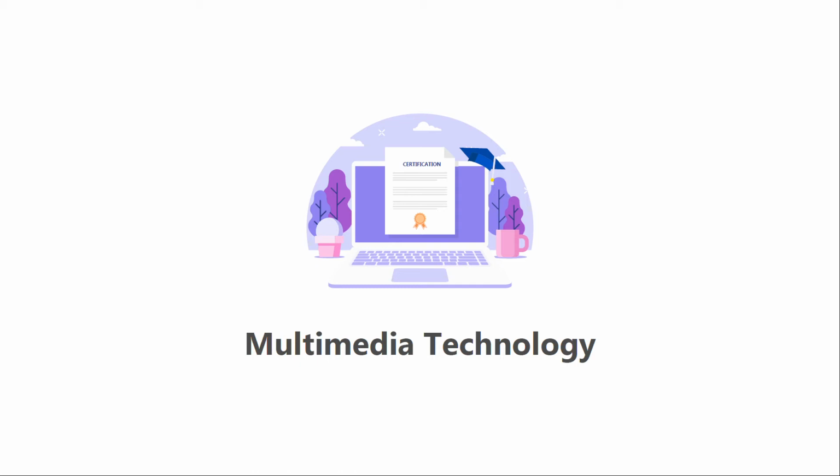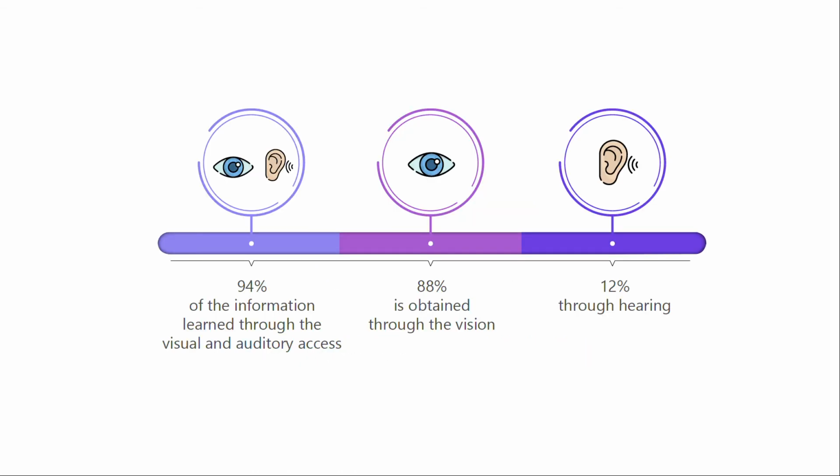Let us move to multimedia technology. I have categorized 3 main parts on why multimedia technology is important for student learning. First, 94% of students learn through visual and audio to get the information. Another is 88% of the students who can learn through vision. That means they can see the information, look at the information, read the information. And the last one is 12% of the students who learn through doing.